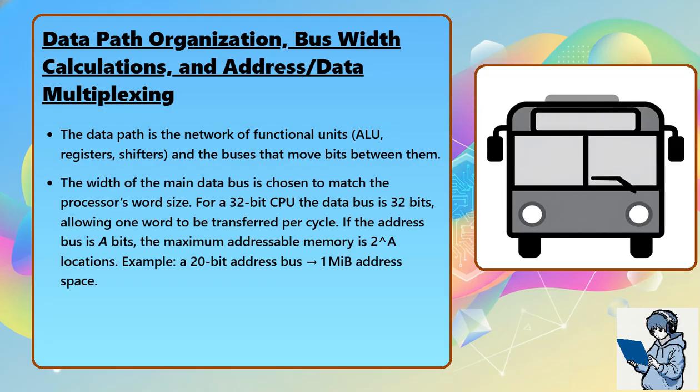The width of the main data bus is chosen to match the processor's word size. For a 32-bit CPU, the data bus is 32 bits, allowing one word to be transferred per cycle. If the address bus is a bits, the maximum addressable memory is 2 to the a locations. Example: a 20-bit address bus gives a 1 megabyte address space.